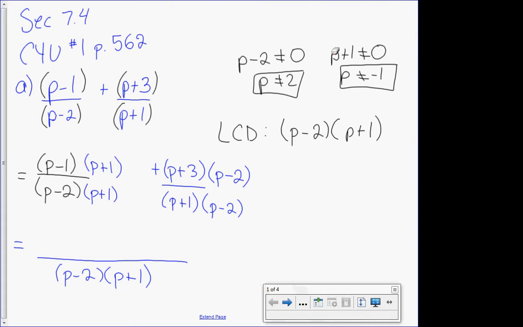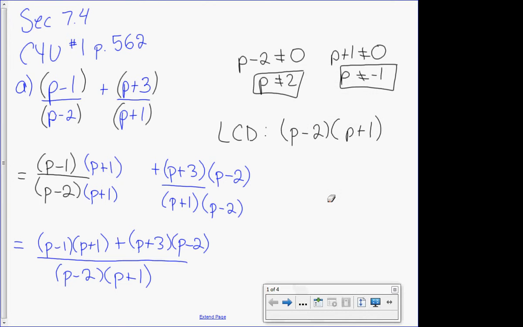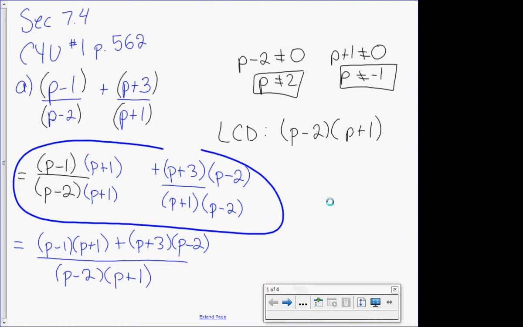So that means my numerator is p minus 1, p plus 1. And then I have p plus 3, p minus 2. And like I said, I usually skip this step here. I usually skip it and then go straight down to the next step. But I wanted to show it just so you've seen it.